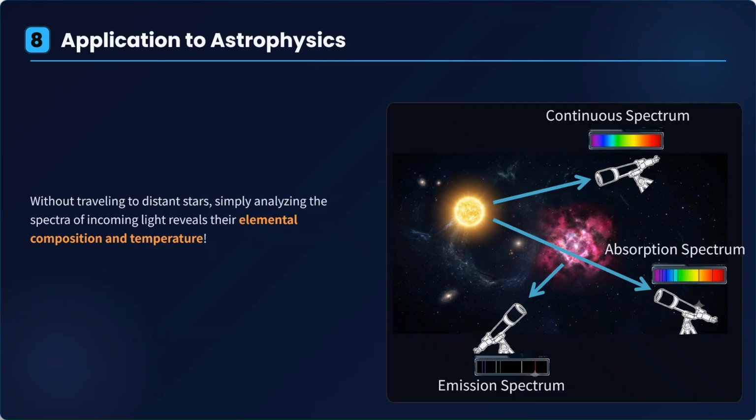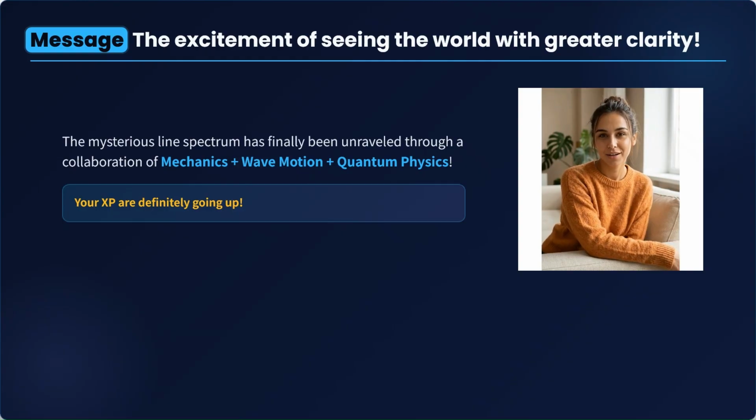One of its most powerful applications is astrophysics. Thanks to these discrete energy levels, we can determine the chemical composition and even the temperature of stars thousands of light years away, simply by analyzing their light spectra. How was it, team? What seemed like a completely meaningless, discrete line spectrum was beautifully unlocked through a collaboration of classical mechanics, quantization, and standing waves.